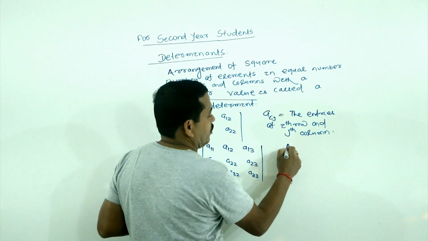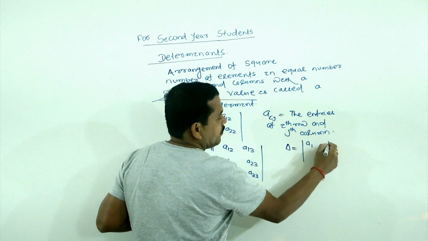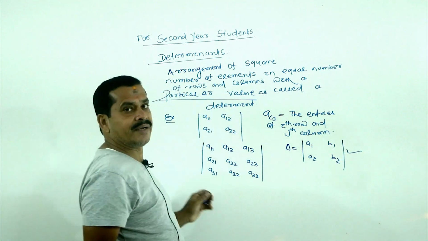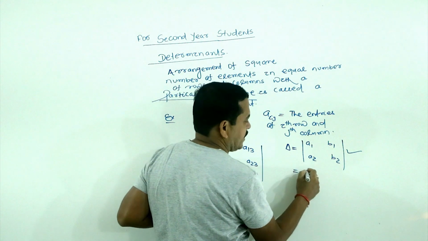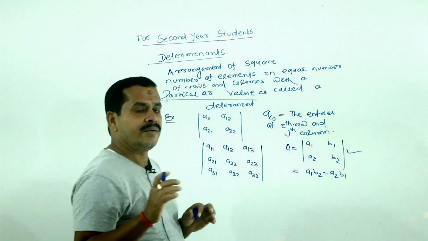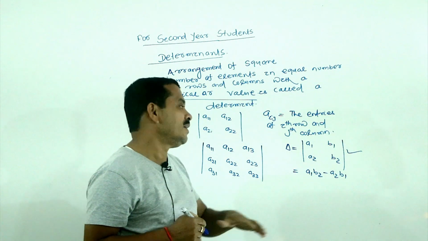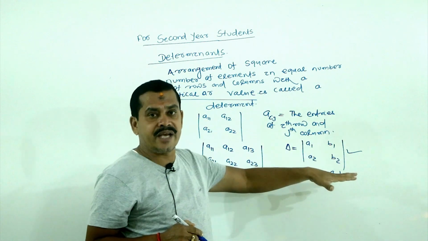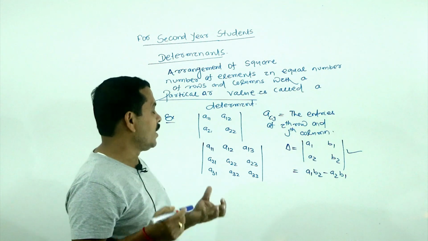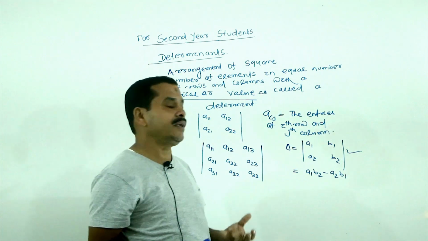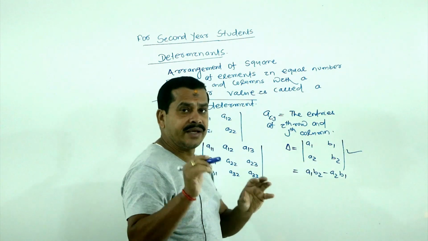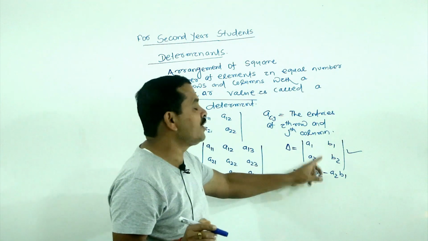The second order determinant A1, B1, A2, B2. Suppose if this is a second order determinant, it can be expanded as A1 B2 minus A2 B1. Already all the science students are acquainted with this expansion, because in cross product of vectors we evaluate or expand a determinant in first year also. This is the only way we can expand a second order determinant.